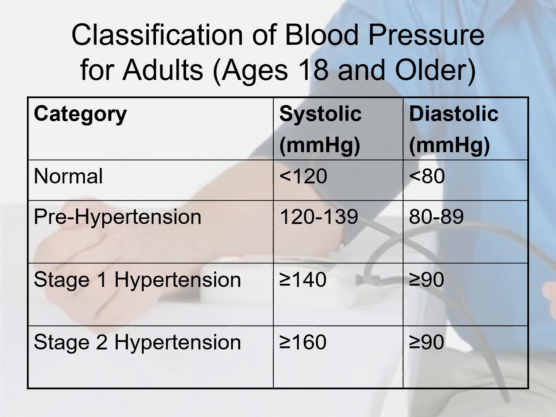So here's a table about the classification of blood pressure for adults ages 18 and older. We've got the categories: normal, pre-hypertension, stage 1 hypertension, and stage 2 hypertension. If you look at normal, it's below 120 and the diastolic is below 80. When we go to pre-hypertension, it's 120 to 139 and the diastolic is 80 to 89. Stage 1 hypertension is equal to or greater than 140 and the diastolic is equal to or greater than 90. And stage 2 hypertension is equal to or greater than 160 and the diastolic is equal to or greater than 90.